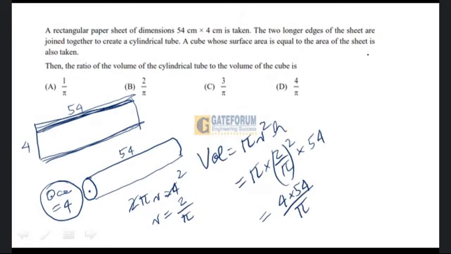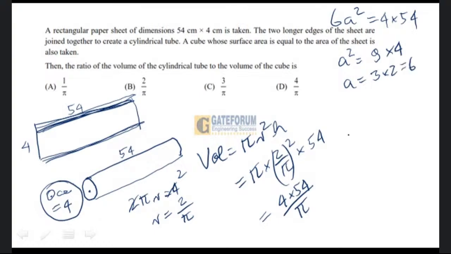Now a cube whose surface area is equal to the area of the sheet. So the surface area of a cube is given by 6a square if the length of the cube is a. So this is equal to 4 into 54, because that is the area of this rectangular paper sheet. So we can say a square is equal to 9 into 4, because 6 goes by 9. Hence a is equal to 3 into 2, that is 6. So the length, breadth and height of the cube is 6. By the way, these are all in centimeter cube. This is in centimeter. This is also in centimeter.